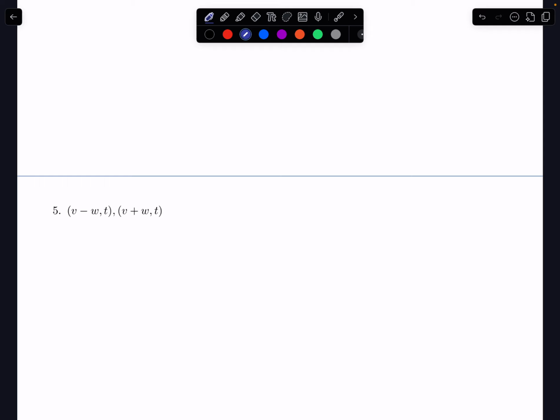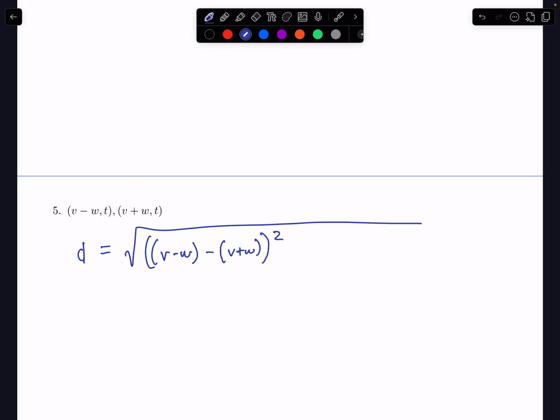Okay, so distance. Oh, okay, I see it's going to happen already. I've got a difference of squares. That's nice. That is beautiful. Let's see it. The distance is the square root of that first guy, v minus w, minus the second guy, v plus w. That whole thing squared. Oh, okay. Actually, no, not a difference of squares, but it's going to be nice. You'll see. And then plus the second one. They're both the same position of t. It's going to be t minus t squared.